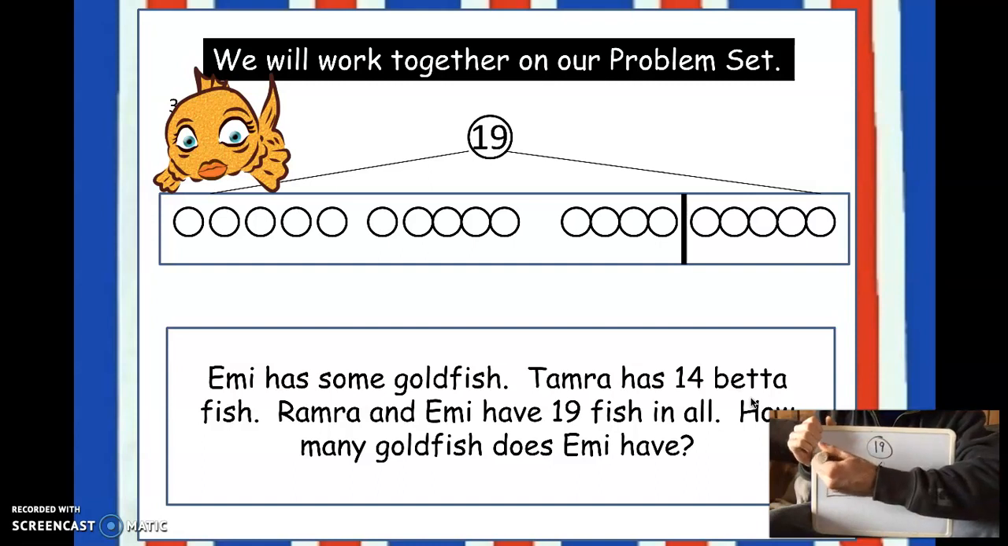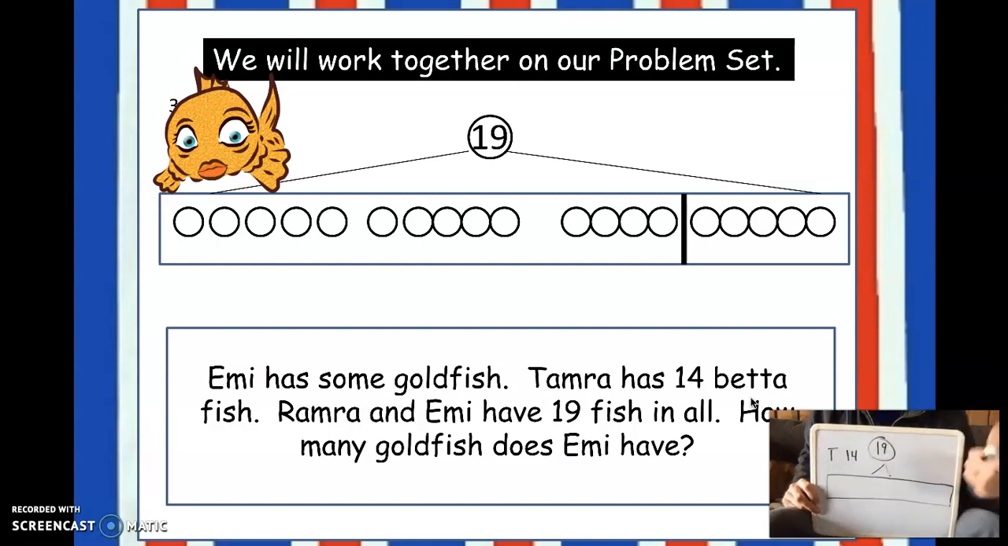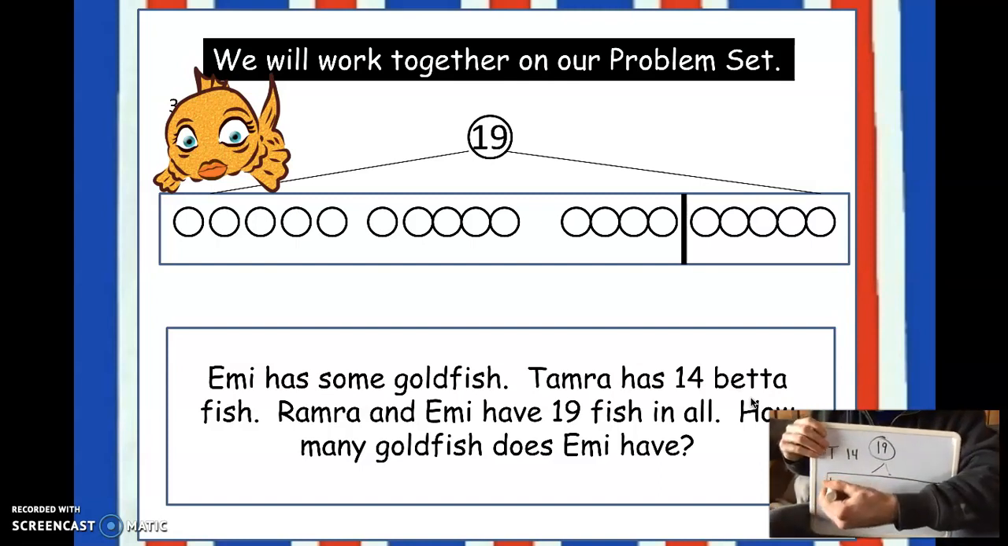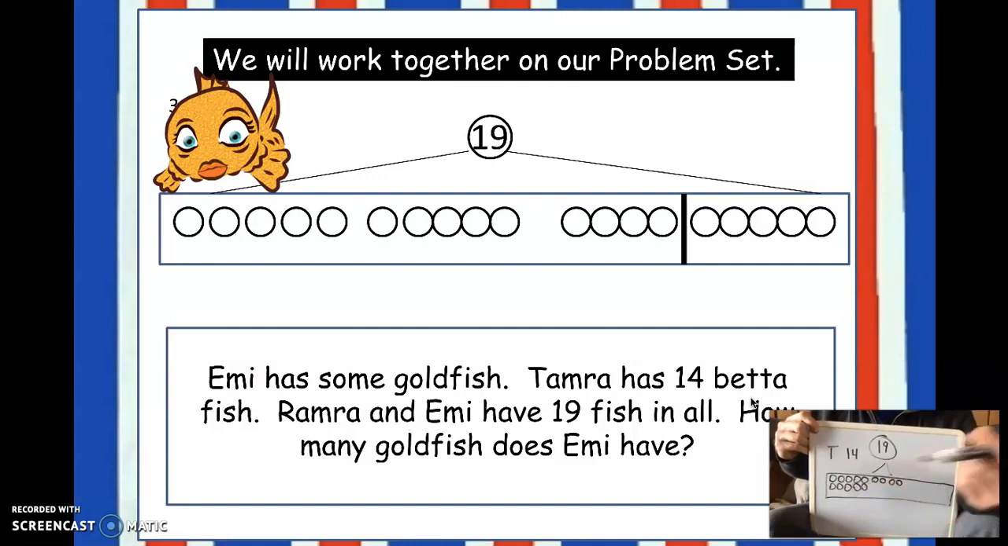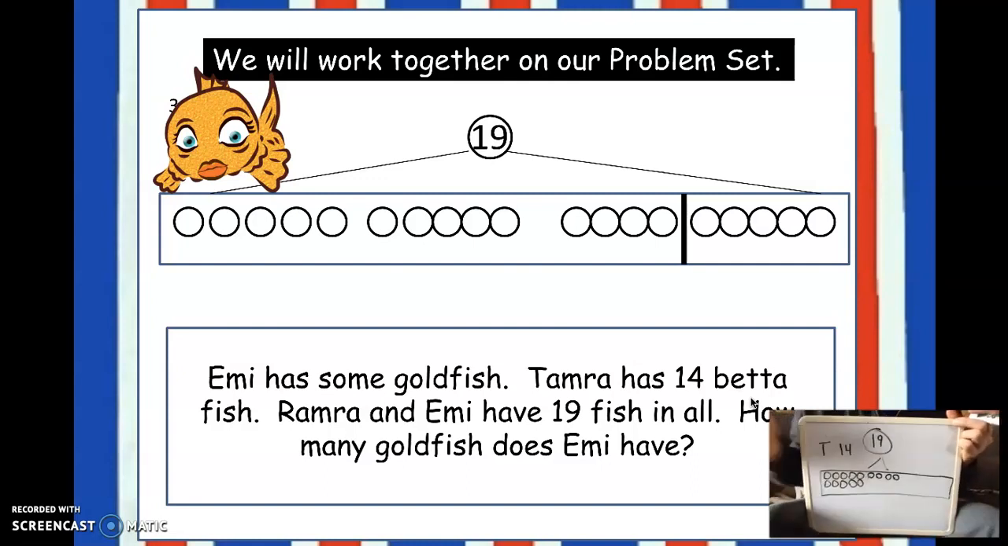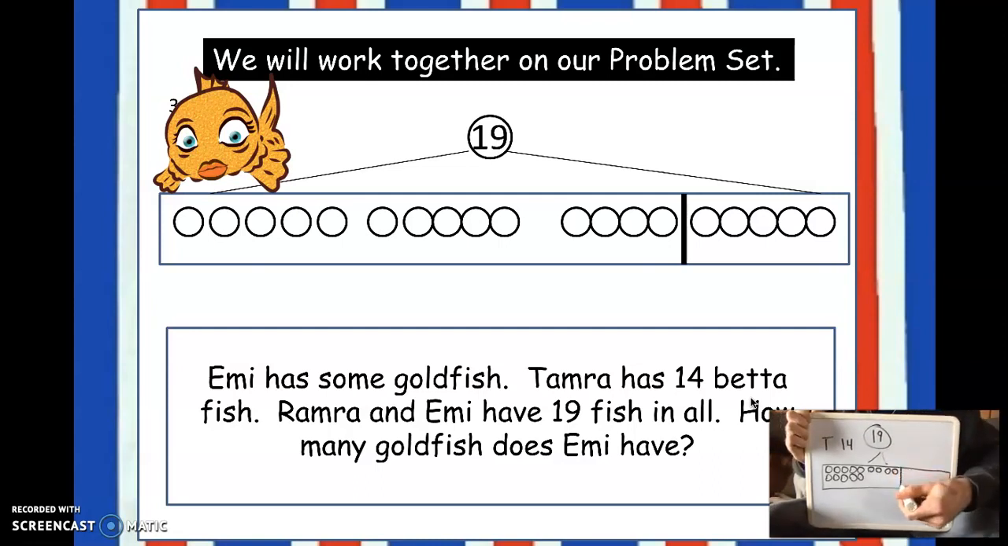So I'll make this side Tamara's side, T for Tamara. She has 14 beta fish, so I'm going to draw that now, okay? Do it with me. 1, 2, 3, 4, 5, 6, 7, 8, 9, 10, 11, 12, 13, 14. All right, so there's our 14 beta fish. Now I'm going to draw my line. This is a really big part, so it's okay that it takes up most of my rectangle in my tape diagram. So now I know that Tamara has 14 beta fish.